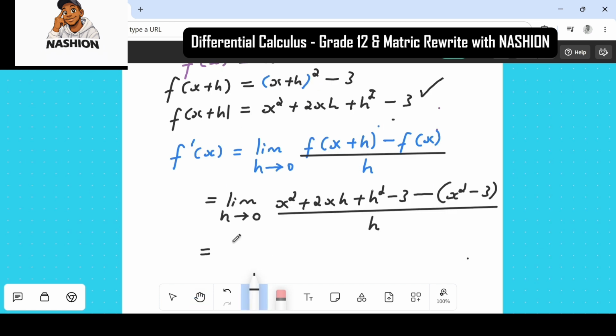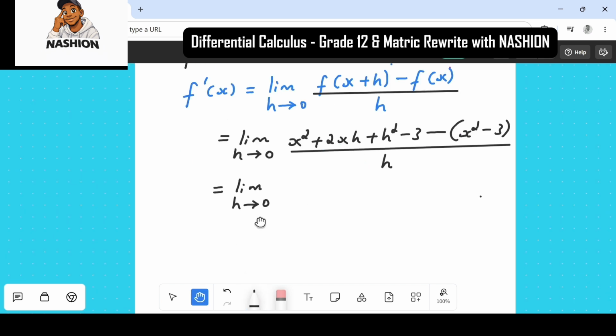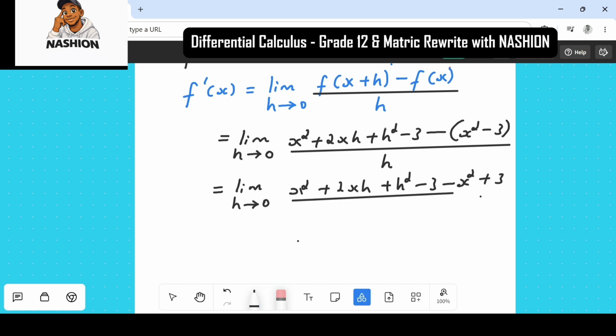So we're winning already. We keep writing limit as h approaches 0. Now remember, we keep writing limit h approaches 0 until h is no longer part of the denominator that can make everything undefined. Then we drop the limit in our final answer. All right, let's simplify what we have so far. We see some brackets at the numerator there. We're going to remove them by multiplication. x squared plus 2xh plus h squared minus 3, negative times x squared, negative x squared, negative times negative 3, positive 3, all over h.